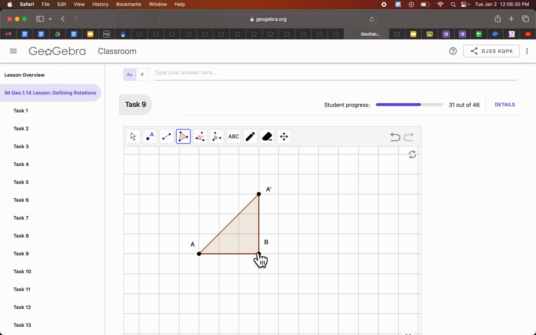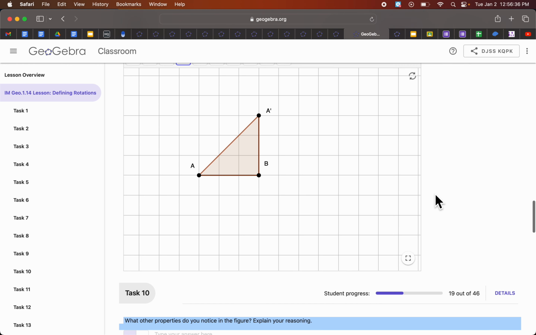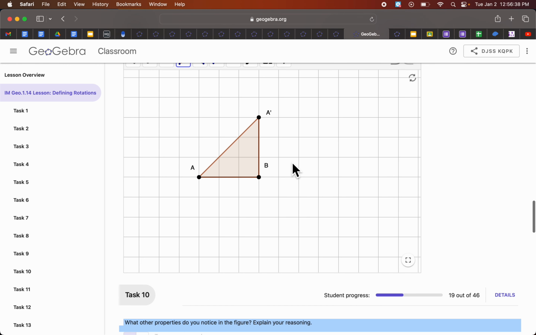Because it has a right angle in it, right? What else? What other properties do we notice about the figure? Well, we know it's a right angle because we rotated 90 degrees. What else do we know about this triangle? Well, since we rotated this line segment, we didn't stretch it at all. So it has to be the same length.